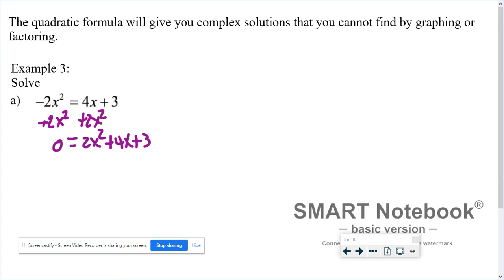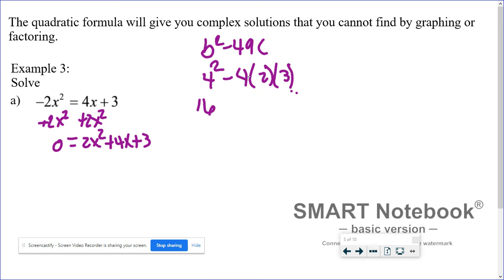So now we're just going to do the same process we just did. I'm letting you know ahead of time it's going to be imaginary at the end. b squared minus 4ac, that's the first thing. b is 4, so you get 4 squared minus 4 times a, which is 2, times c, which is 3. 4 squared is 16. Negative 4 times 2 is negative 8. Negative 8 times 3 is negative 24. So you end up with negative 8. So your discriminant is negative 8. That's why you know that this is going to be imaginary at this point.